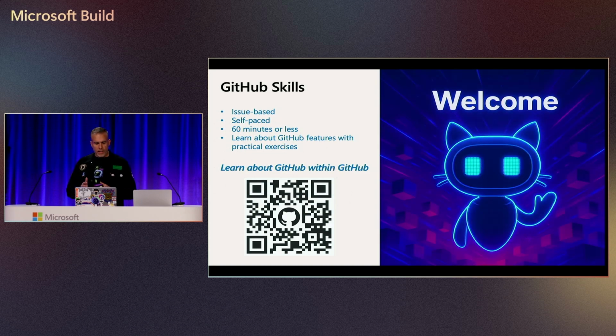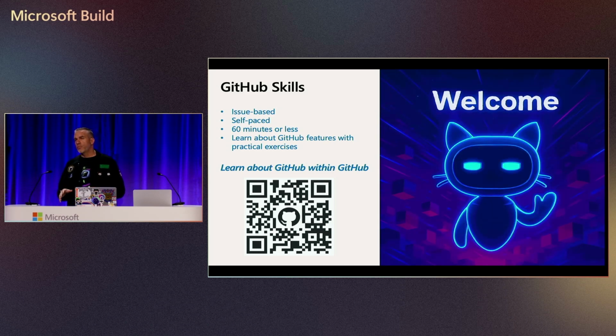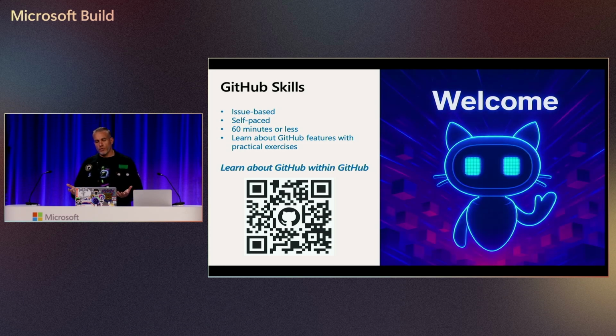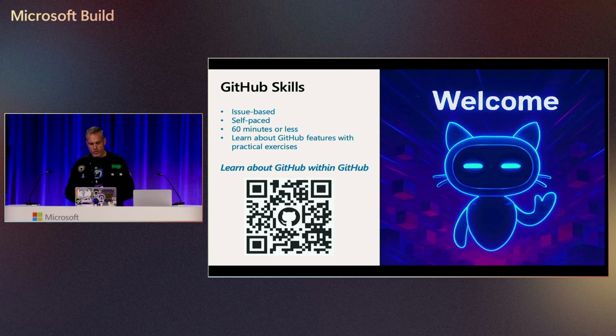So as I said, GitHub Skills is issue-based. It's self-paced. You can scan that QR code. It allows you to learn the different features of GitHub, whether it's Copilot, security, or repo management, and lets you do it in under 60 minutes. So if you have a half an hour to an hour, you can spend time on doing that, and it's all in the GitHub platform. If you have a GitHub handle and user account, I recommend doing that. It really helps you learn about GitHub within GitHub. And as I walk through it, you'll see exactly what I'm talking about. I'll make it really clear for you folks.